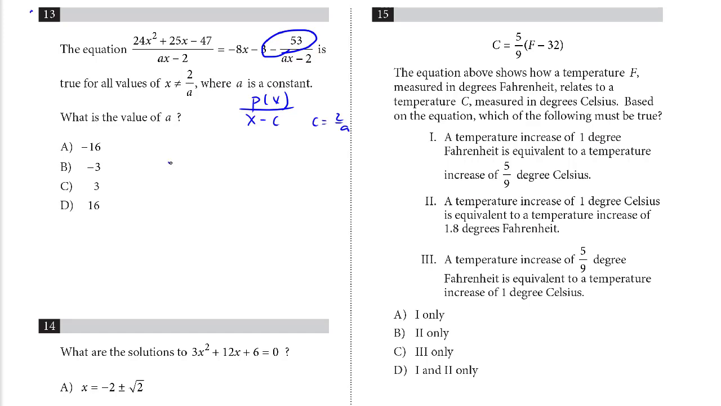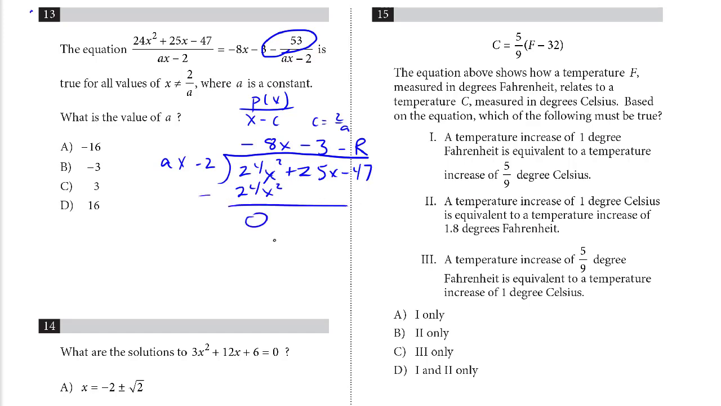So if I set that up, I know ax minus 2 divided into the numerator polynomial 24x squared plus 25x minus 47 equals minus 8x minus 3 minus my remainder. I'm just going to call it the remainder. What I have to have here is minus 8x times ax equals 24x squared. In other words, I have to have 24x squared in my polynomial long division to subtract that and cancel it out to be 0.